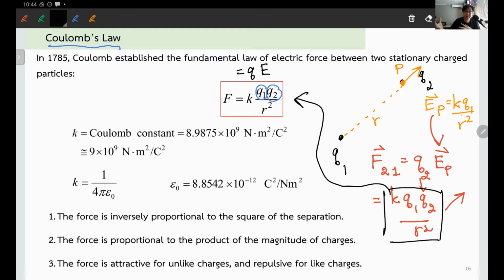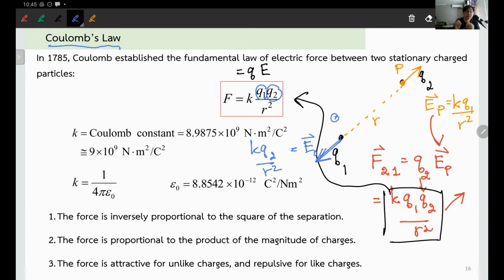All right, but you can think in the opposite direction, of course, because Q2 also has a charge of its own. So that means at point O, there will be an electric field at point O as well, due to the charge Q2. You guys with me? So Q2 itself is also generating a field at the position O. How much? It's going to be K Q2 over R squared, and it's in this direction right here.